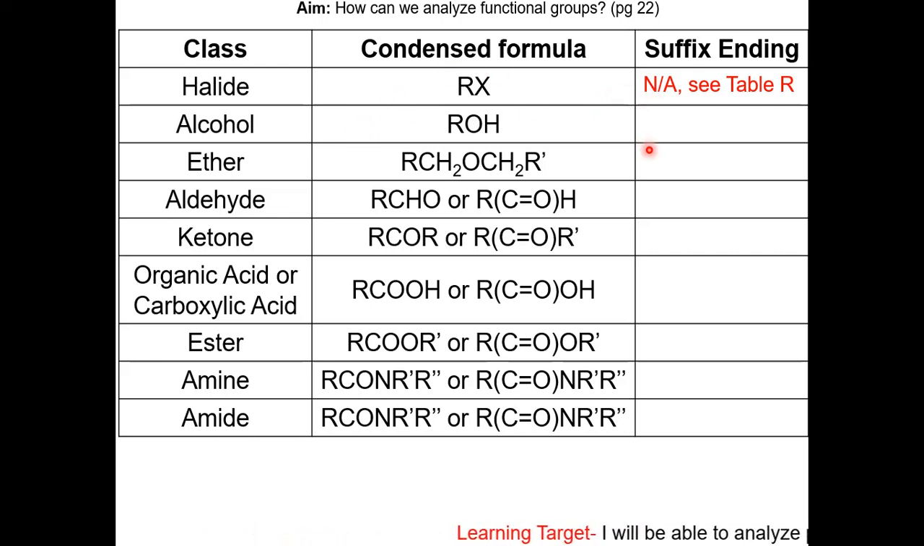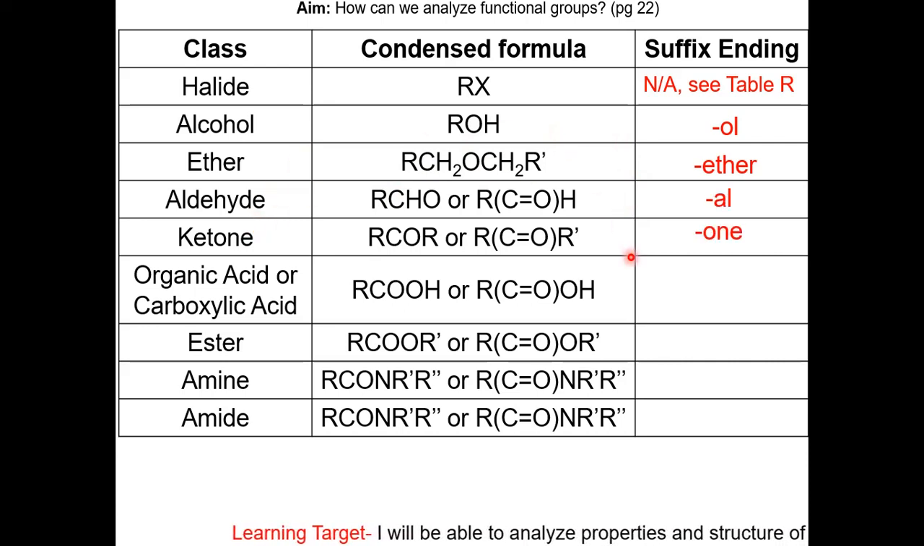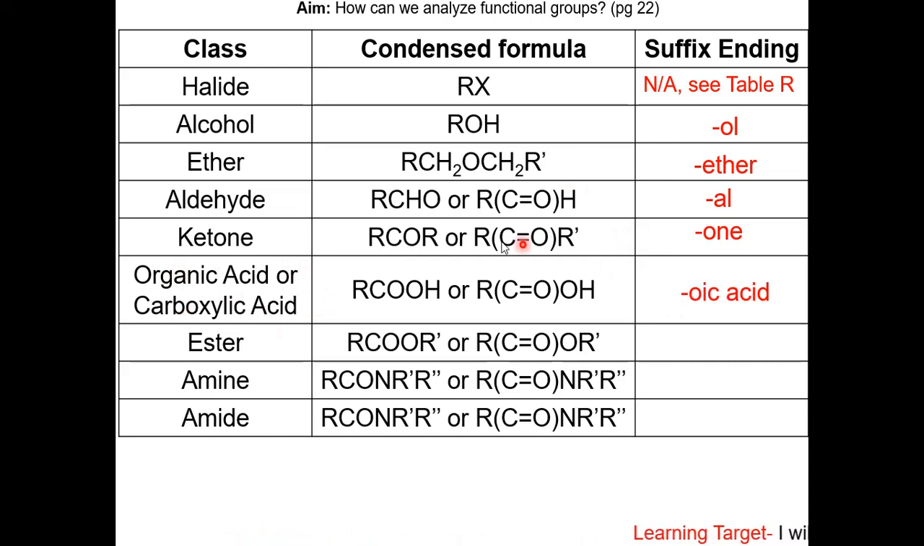For alcohol, the ending will be OL. For ether, the ending will be ether. For aldehyde, the ending will be AL. For ketone, the ending will be ONE. Organic acid, also called carboxylic acid, the ending will be oic acid. Ester, the ending will be OATE. Amine, the ending will be amine. Amide, the ending will be amide.